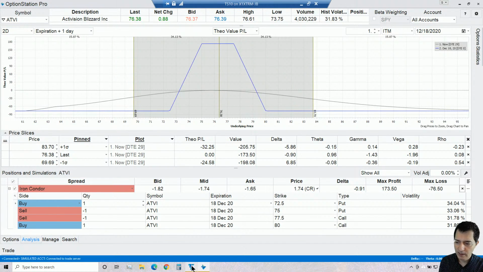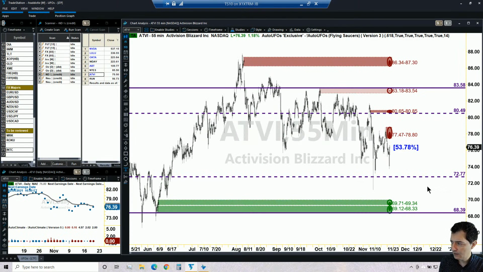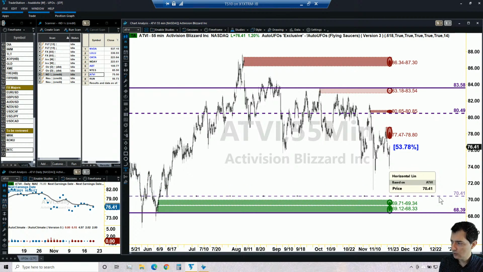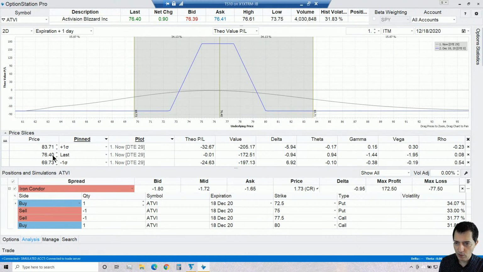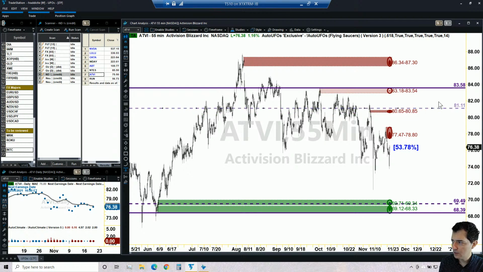Okay, so let's go for it. 69.69. You know what? It's still good. It's somewhere here. Okay, and the other one was 83.71. So 83, that one is not. 83.71, it's somewhere here. Okay, and therefore we cannot use that UFO.